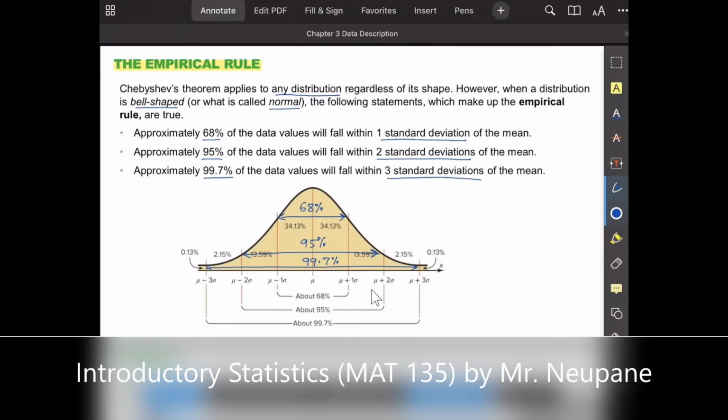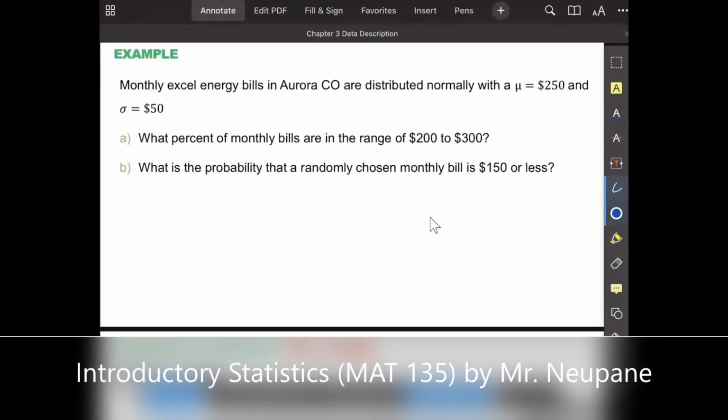But here we are solving some simple example based on this rule. Let's take an example. Here is the example based on the empirical rule. Let's find out what is given and what we are asked to find. Monthly energy bills in Aurora, Colorado are distributed normally. You can see we are talking about normal distribution. That means we can use the empirical rule, with the mean of $250. That's your mean. And the standard deviation 50.